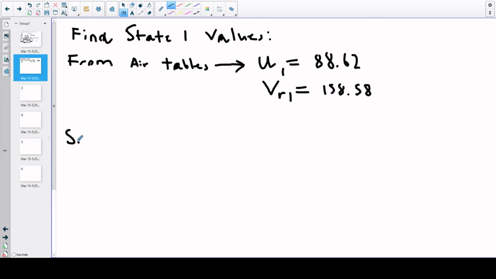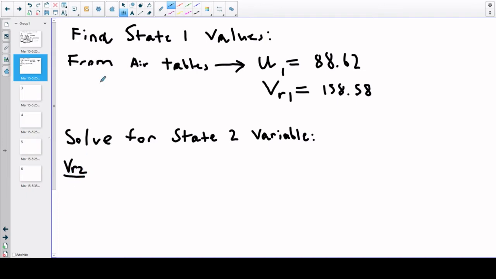From VR1, you're now going to solve for something at state 2. This is fixing state 2. You're fixing it at a certain value, and you solve from that value. For this one, you are using VR1 and the compression ratio to solve for VR2. And the equation used here is VR2 over VR1.